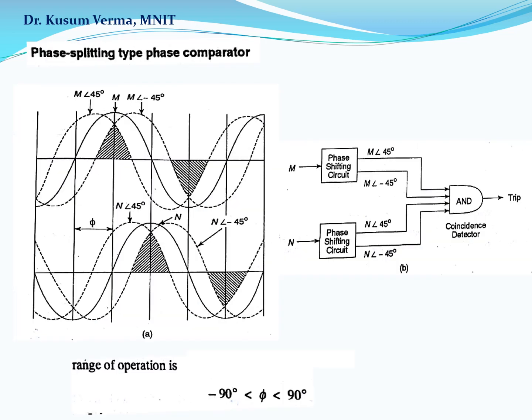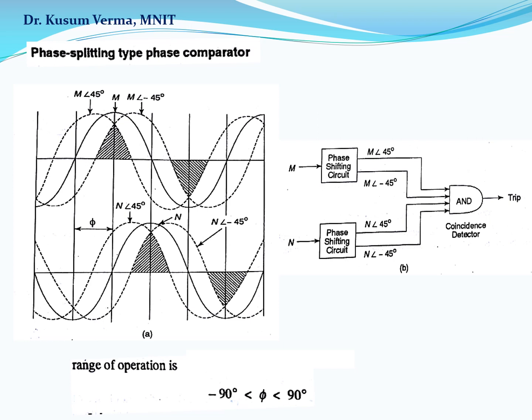Various techniques have been developed to measure the period of coincidence. So first we'll be discussing the phase splitting type of phase comparator. In this technique, both the inputs are split into two components and shifted plus or minus 45 degrees from the original wave, as shown in the figure. All the four components which are now available will be fed to the AND gate, as shown in figure B. The tripping will occur when all the four signals become simultaneously positive at any time during the cycle.